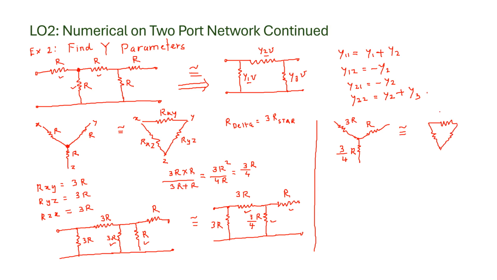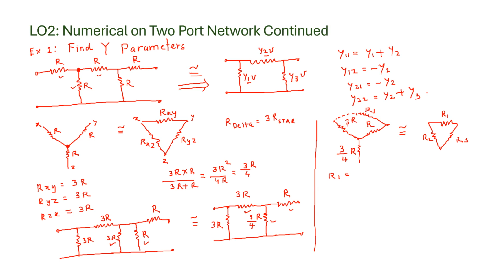Okay. Now I will call these, say, R1, R2, and R3. Now we'll find the first value, R1. What is R1? R1 is between these here. So this is R1. So what is R1?